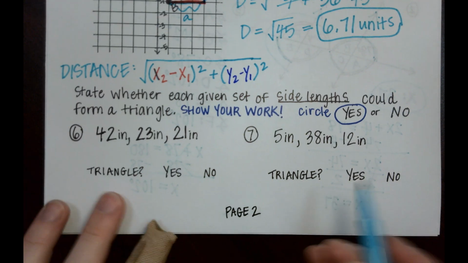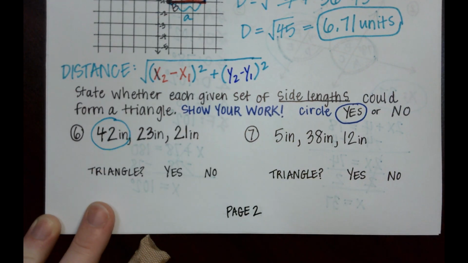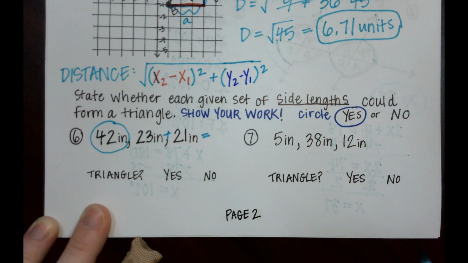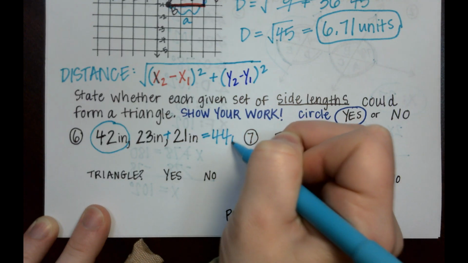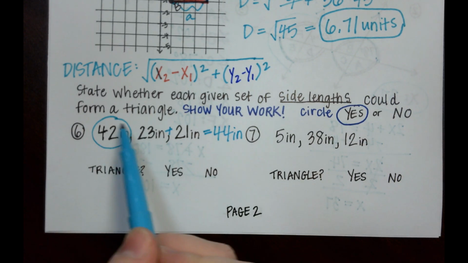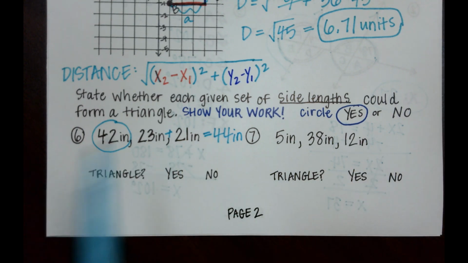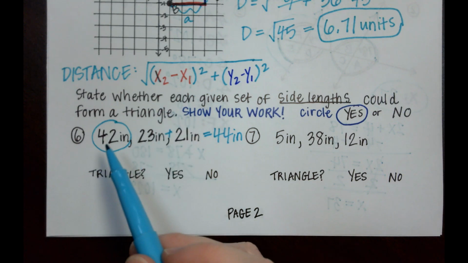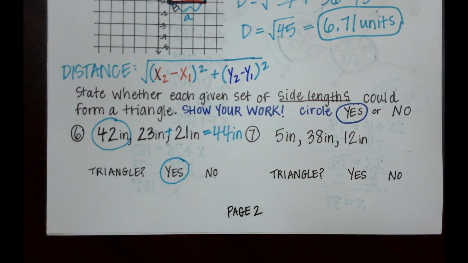First, this number 6 would be a triangle because 23 plus 21 is 44. Here's a good way that we could show work. I like to circle my biggest side, and then I just add together my remaining sides. If when I add them together it gets a bigger number than what I circled, our answer would be yes, it is a triangle.